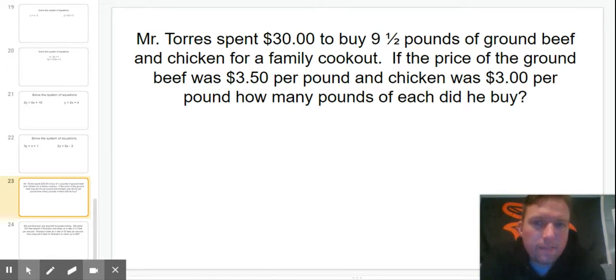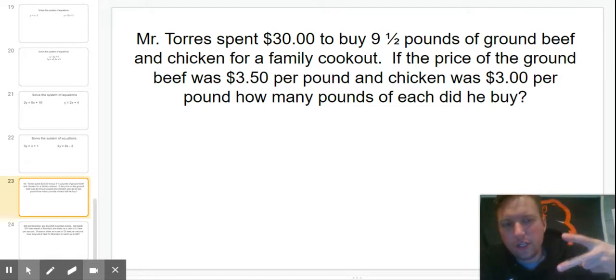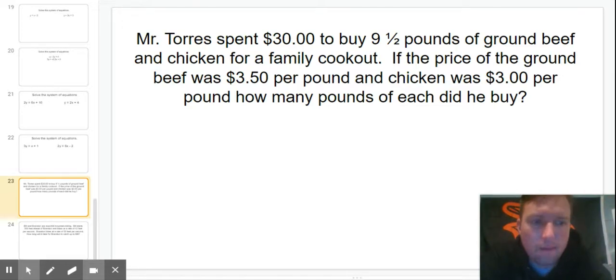It says Mr. Torres spent $30 to buy 9.5 pounds of ground beef and chicken for a family cookout. If the price of the ground beef was $3.50 per pound and the chicken was $3 per pound, how many pounds of each did he buy? Now, we've been learning about how we can have two equations that work together, and we can use that to problem solve. So let's check this out. Let's look at what we know.